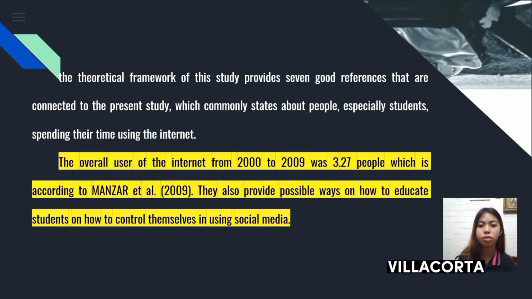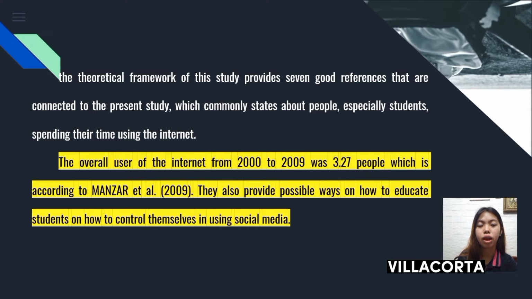The theoretical framework of this study provides 7 good references that are connected to the present study, which commonly state that people, especially students, spend their time using the internet. The overuse of the internet from 2000 to 2009 was 3.27 percent, according to Mazar et al. 2009. They also provide possible ways on how to educate students on how to control themselves in using social media. Kalyaji, in her investigation paper, determined that the students should be involved in a social stand with each other to acquire improvement and more. To sum up, social media platforms have become more popular because of the pandemic.